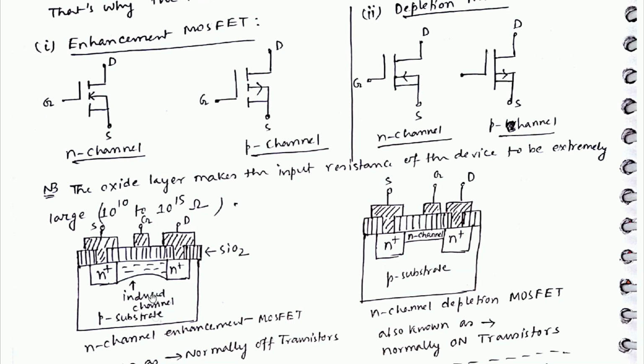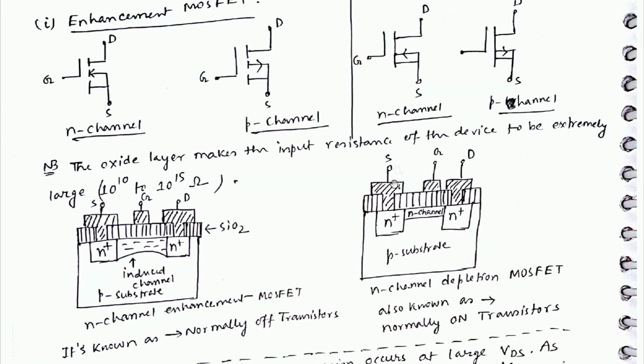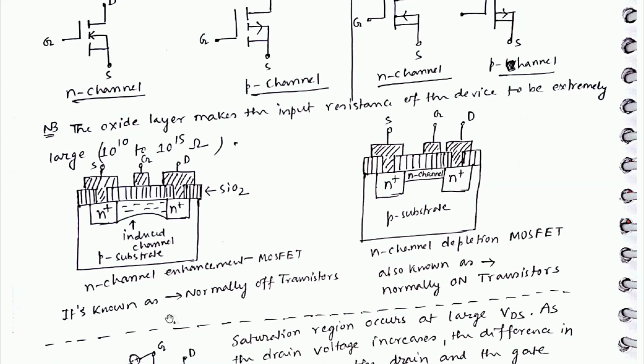This is the N channel enhancement MOSFET. This is N channel depletion MOSFET. This P substrate, source, gate, drain. Source, gate, drain. This is the SiO2 layer. This is known as normally off transistor. This is known as normally on transistor.